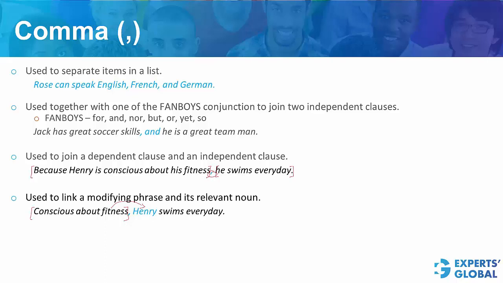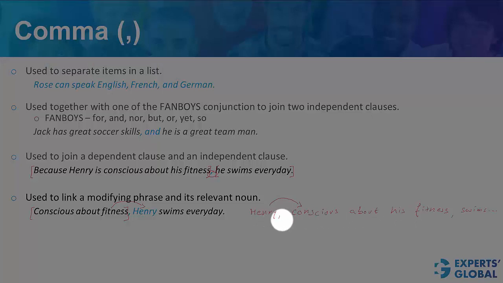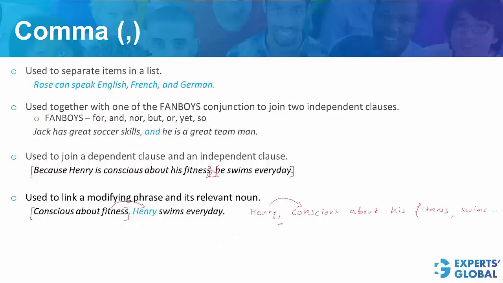It could have been the other way also. First, the relevant noun comes and then the modifying phrase comes. This is also equally good. "Conscious about his fitness" is describing Henry, and between these two commas you have some extra information about Henry, and the key message is Henry swims every day.